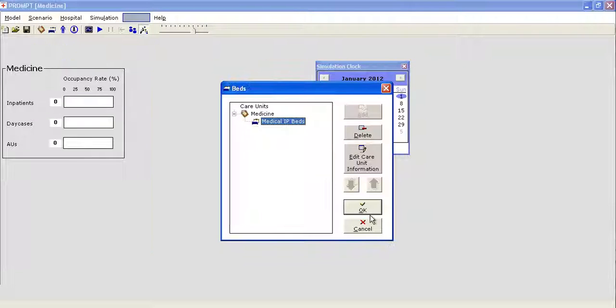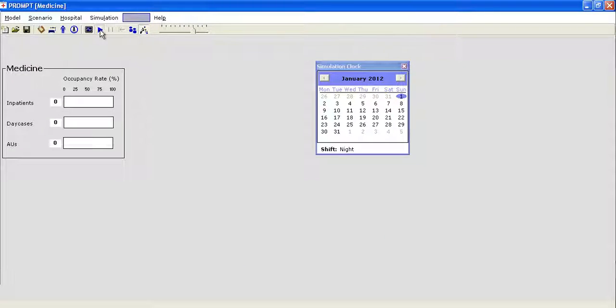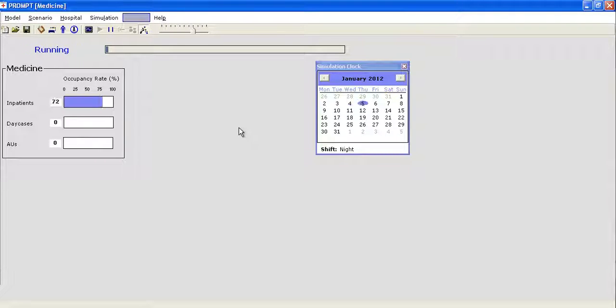I'm going to say yes. I'm going to rerun that same scenario of my 15,000 or so patients, but now with 100 fewer beds. This actually now reflects more the reality of this particular hospital.